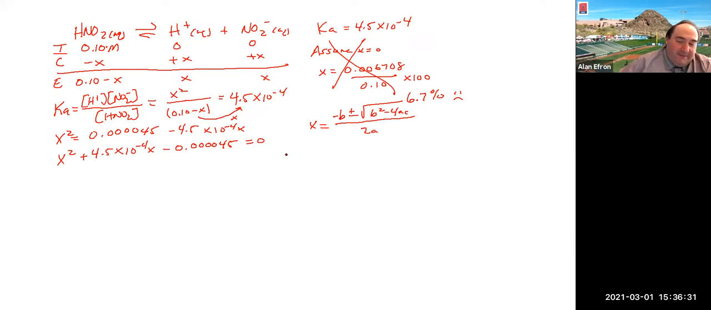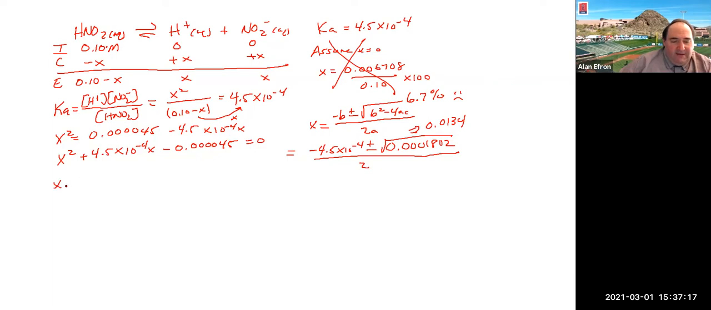So popping our numbers in there, that's going to give us a minus 4.5 times 10 to the minus 4 plus or minus the square root. Inside the square root, I believe we will get something like 0.0001802. And if we take the square root of it, it looks like we will get something like 0.0134. It's all going to be divided by 2 times 1, which would be 2.